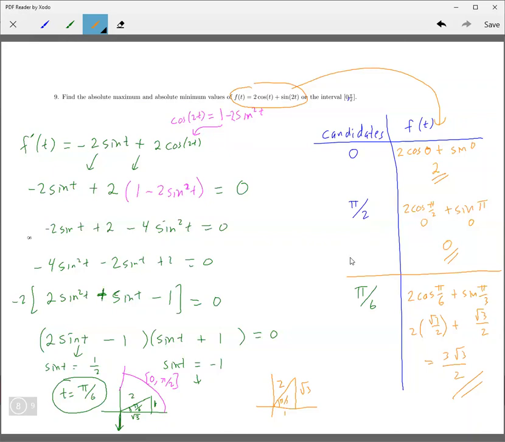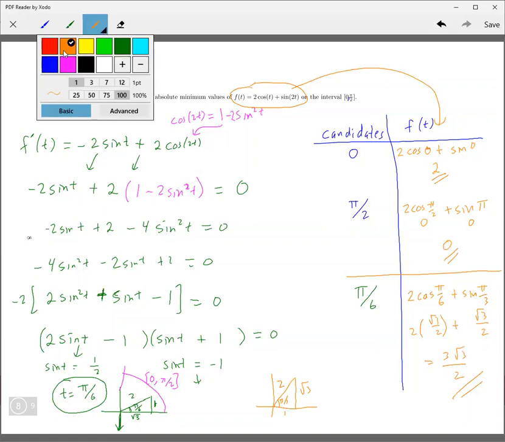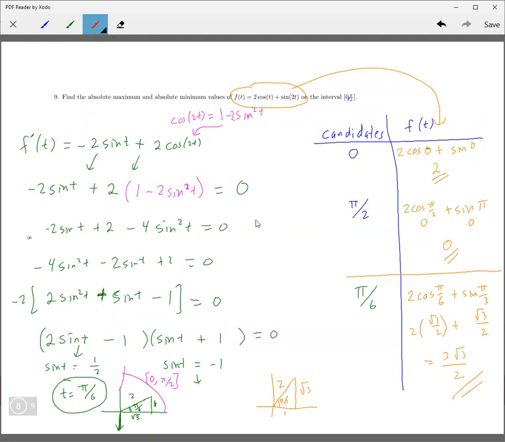Now we come to the final step, which is which value is the smallest of all these three? It's the 0, right? This is the smallest. So that means that the absolute minimum is 0.